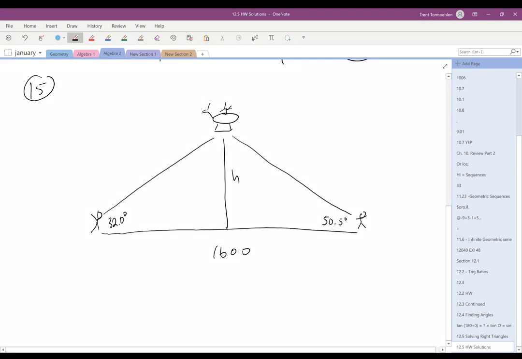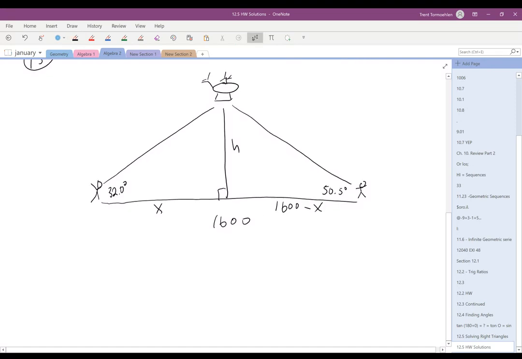Well, hopefully you can see the height is going to be at a right angle. So we have some trigonometry that maybe we could do. Well, the best way to go about doing this one is to use some algebra. And that is to say, well, if this length here is x, then this length is 1,600 minus x.